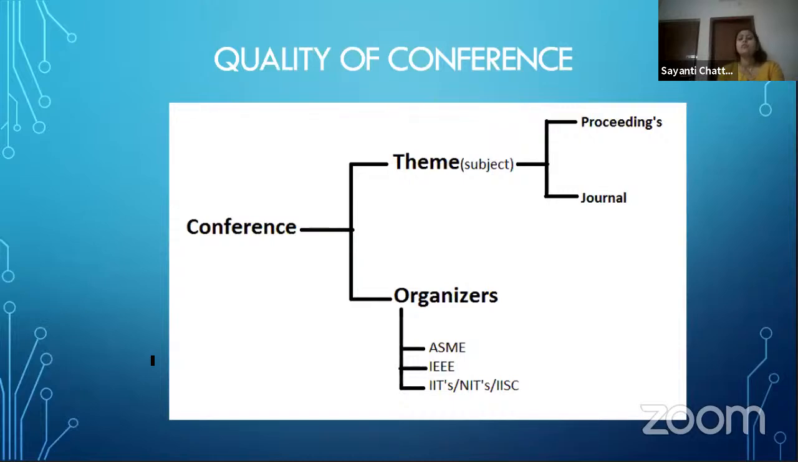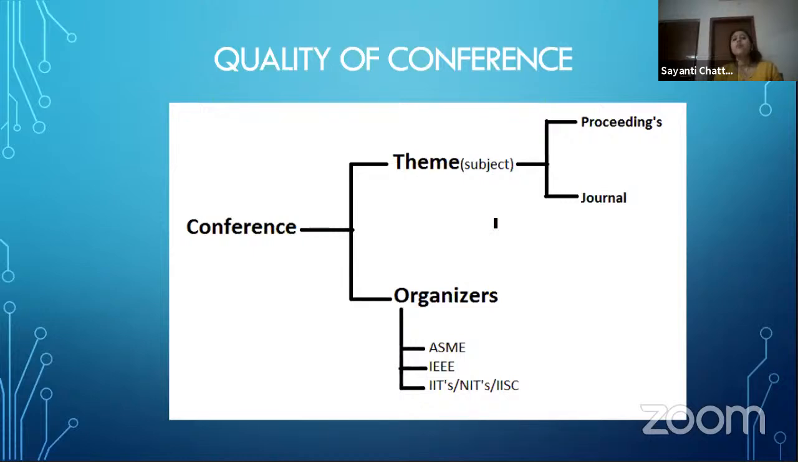So first we will go for the conference. The paper may be sent for a conference also. So a conference has two main things. One is the theme. Maybe one of India's best conferences is IEEE INDICON. Every year it is organized by the IITs. So please check the conference theme. In IEEE INDICON, they only ask for electrical, electronics, and computer science papers.